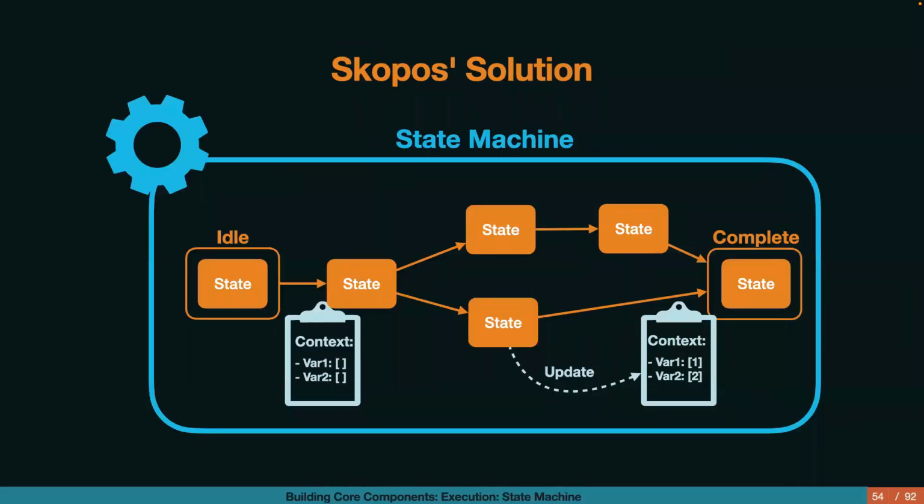So what is a state machine? A state machine helps declaratively model application logic. It defines states an application can exist in and the actions that take the state machine from one state to another. State machines also keep track of context. As you can see on the light blue clipboards, the values saved to the state machine's context can be updated by different states.